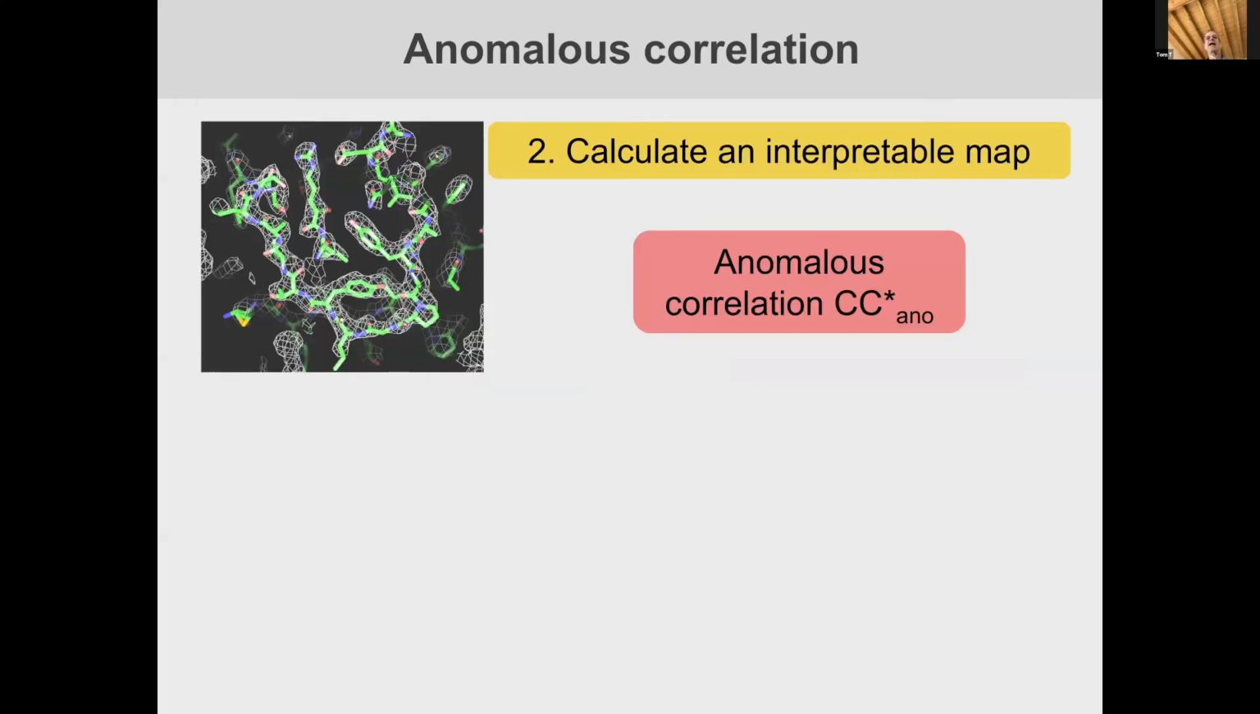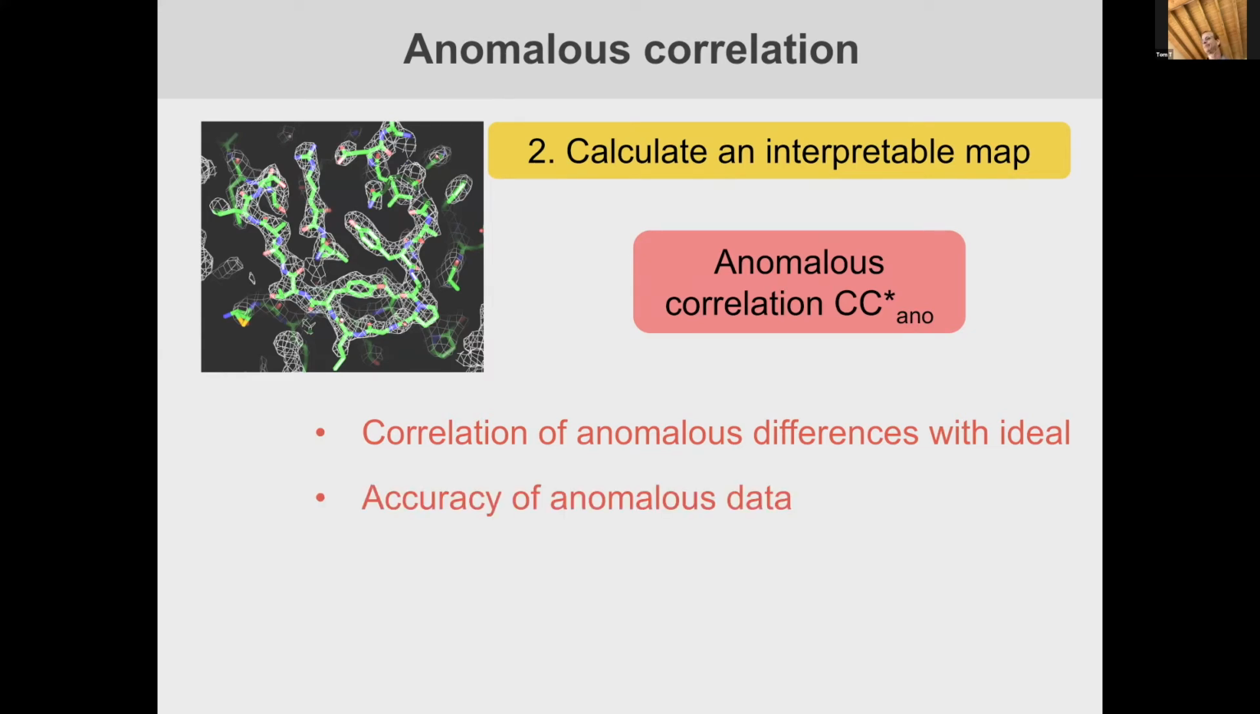The second half of it is, if you find the sites, are you going to get a good map? And so these two things are not exactly the same. And how good the map is going to be is determined largely by how accurate your data are. And that's going to be the anomalous correlation, which is the correlation of anomalous differences with the ideal, which we talked about in our little example. Next, Nigel, go ahead. And that's going to determine how accurate the phasing is.